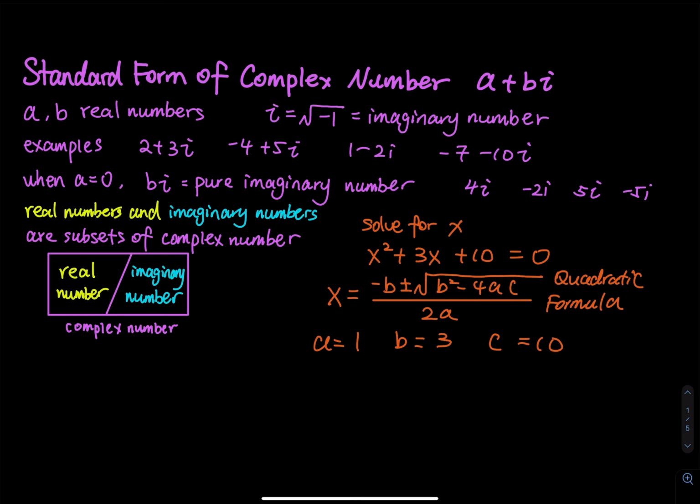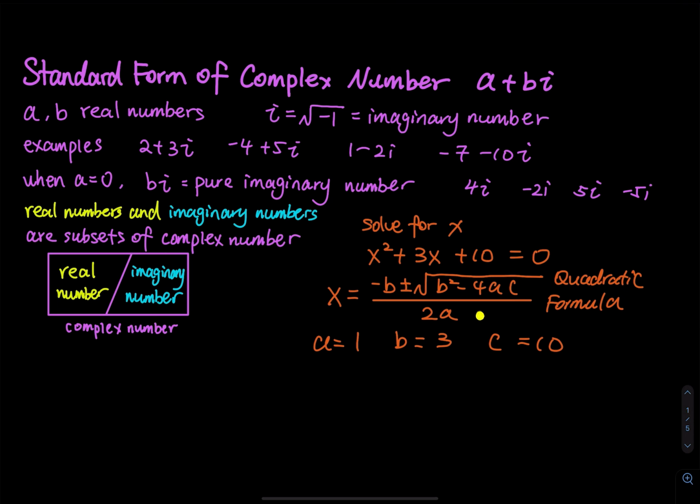Under what circumstances do you use complex numbers? The most typical example is solving a quadratic equation. Let's say you have x squared plus 3x plus 10 equals 0. You are asked to solve for x using the quadratic formula. In this quadratic equation, the leading coefficient is a equals 1, the coefficient of the first power is 3, and the constant is 10.